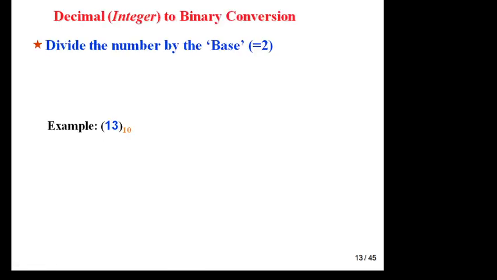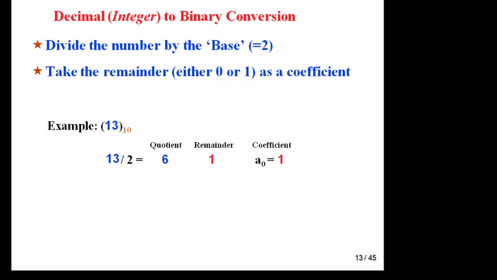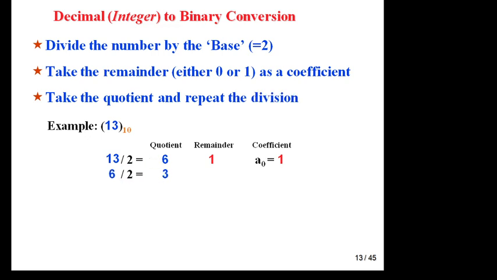Suppose you have to convert base 13 to base 2. Just divide by 2 because you are converting into base 2. 6 quotient, 1 remainder. Next, divide again by 2, then again divide by 2. You have to repeat this process until the quotient becomes 0. Now you just have to take the remainders in reverse order.